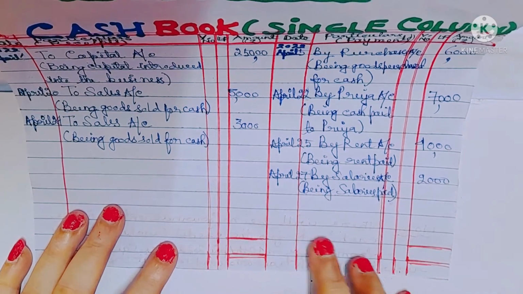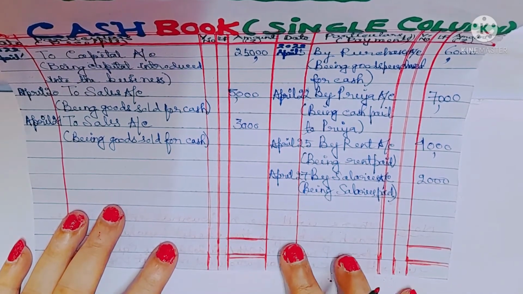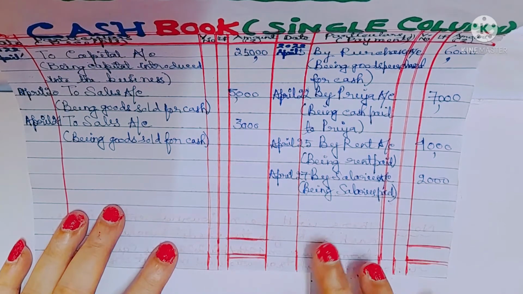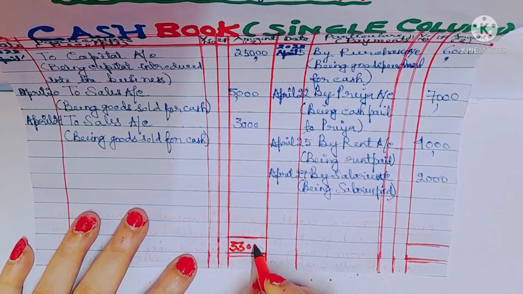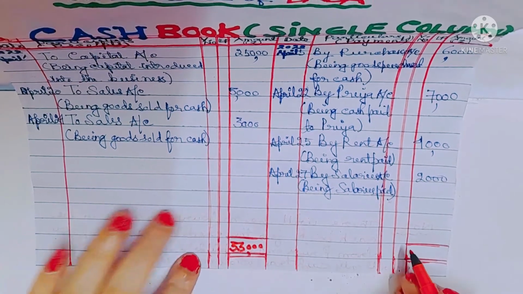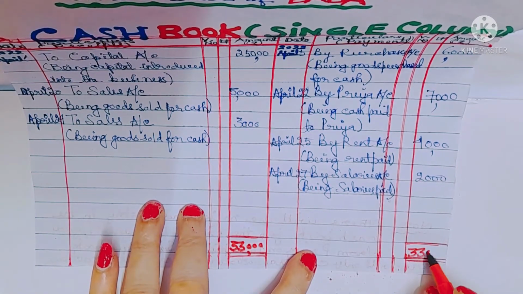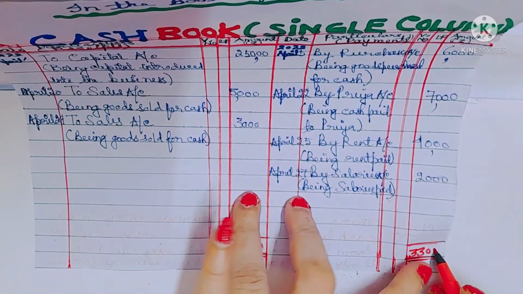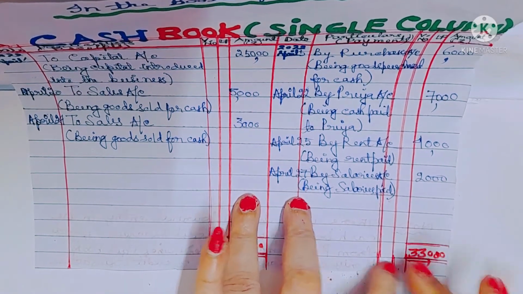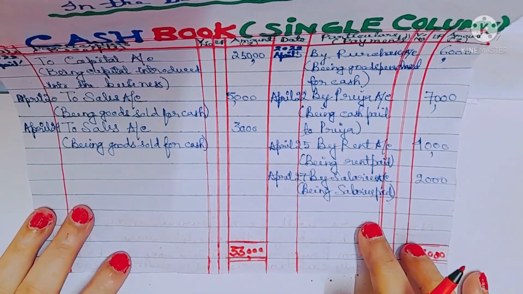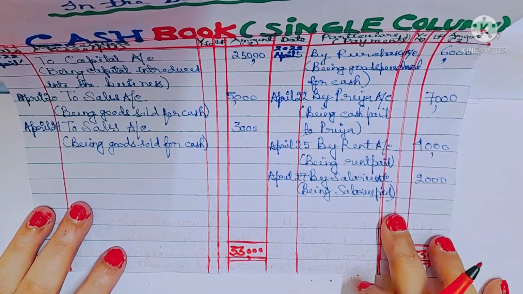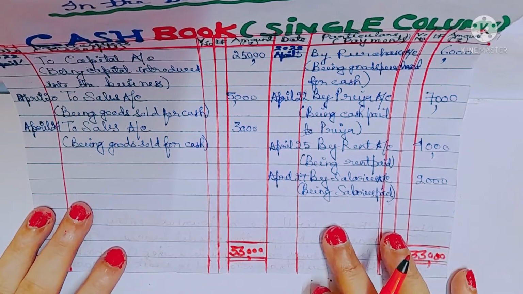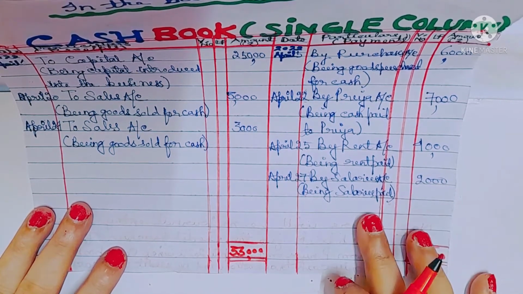But what is the rule? Rule is we'll have to write the total whichever is greater. So 33,000 is greater. So we'll have to write 33,000 on both sides. But we'll have to balance credit side because credit side is shortfall. We'll have to balance credit side, so there will be a balancing figure.